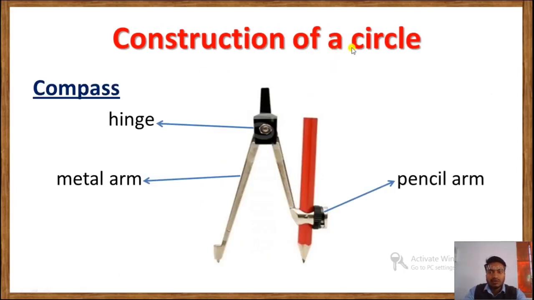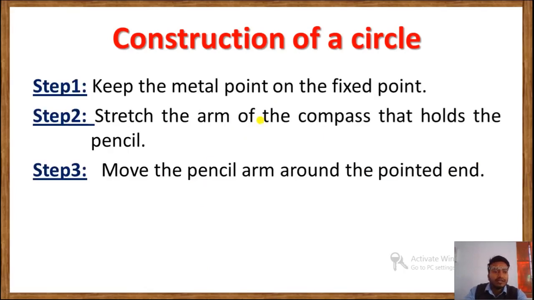Now, construction of a circle. For the construction we need a compass. Let me tell you about the compass. It has two arms: this is the metal arm and this is the pencil arm, and this is the hinge. Now let me read out the steps, then I'll show you the practical of how to construct a circle.